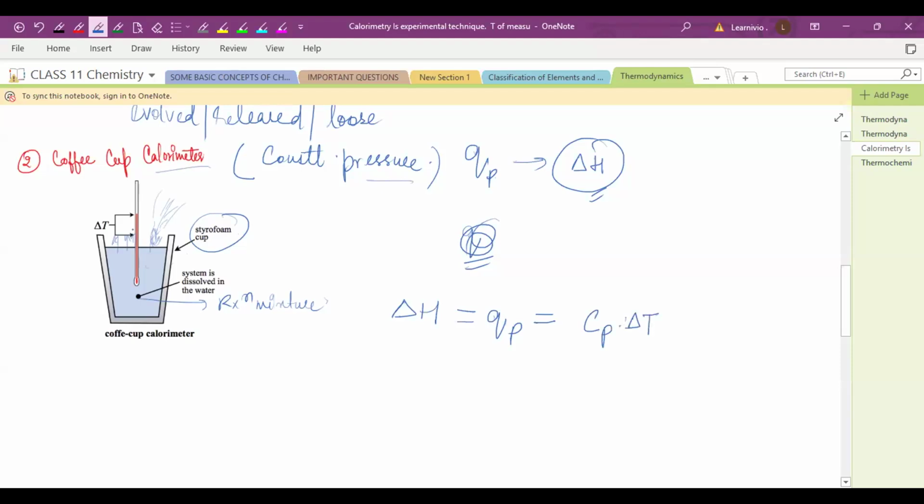So where will delta T come from? It will come from here: the initial temperature was something and the final temperature after the reaction was something. You subtract them and you get delta T. The CP of this container or this water is known; it will be given in your numerical problem. So you put the CP over here and you can calculate delta H.